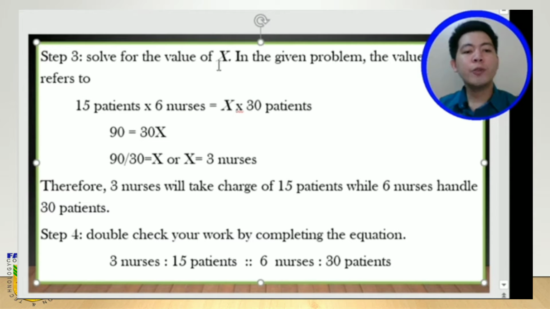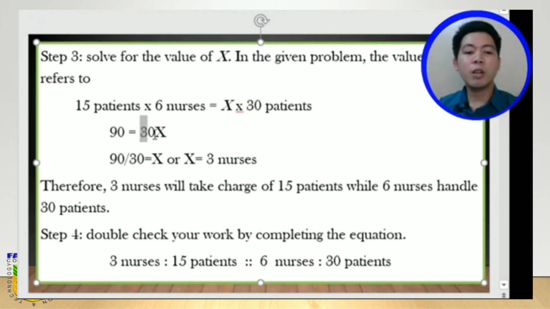For step 3, solve for the value of x. In the given problem, we have 15 patients times 6 nurses equals x times 30 patients. So, dito sa mathematical equation na to, makikita mo na si x ay may katabi pang 30. So, ang gusto natin, matira na lang si x dito sa right side of the equation. So, ang gagawin natin para matira si x ay i-divide by 30 sa both sides of the equation. Para dito sa right, si x na lang matira. Kasi 30 divided by 30 ay 1. E di understood na yun as x na. Okay? Or 1x or x.